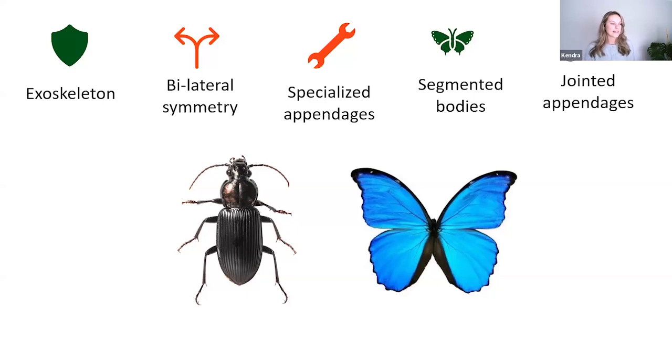We also see that insects have segmented bodies. They have a head, thorax, and an abdomen. And then finally, jointed appendages, just like you or I. They're allowed to move their legs because they have this jointed compound in there.